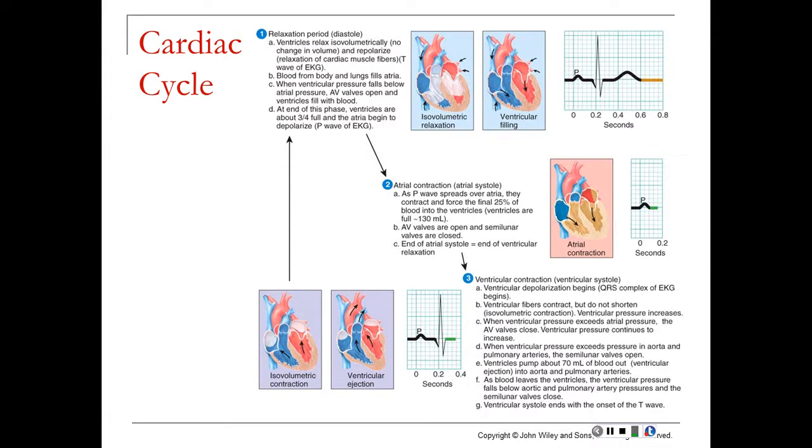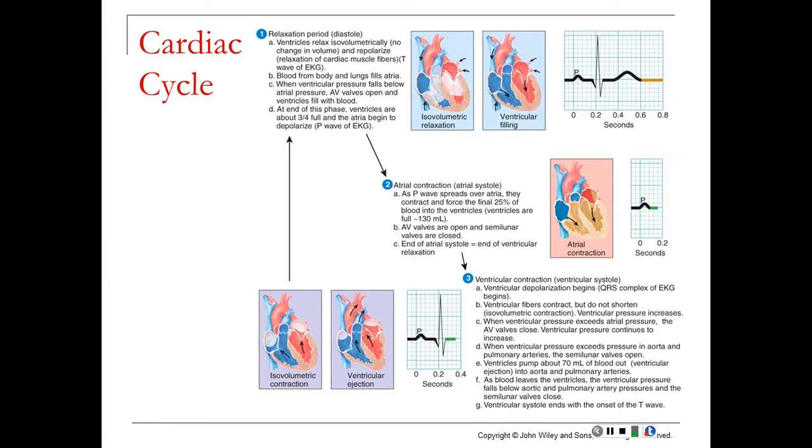Then those AV valves are still open, those semilunar valves are closed. The end of atrial systole marks the end of ventricular relaxation, or the end of ventricular diastole. With ventricular contraction or ventricular systole, the ventricular depolarization is going to begin, and on the EKG, that's that QRS complex. The ventricular fibers are going to contract, but they're not going to shorten. It's called an isovolumetric contraction. They're squeezing, they're generating some tension, but they're not changing in length. The volume is staying the same.